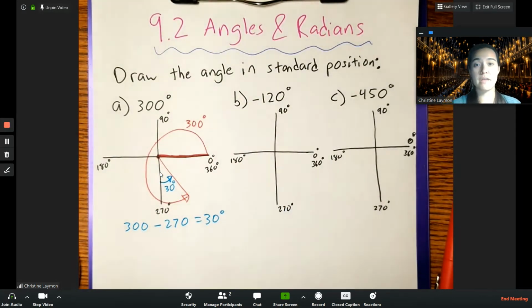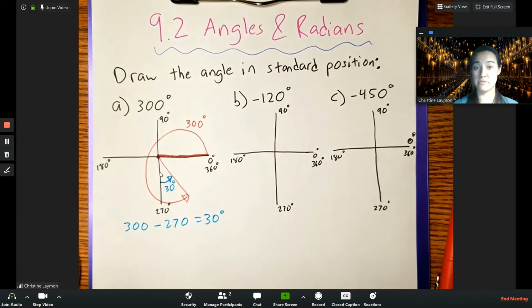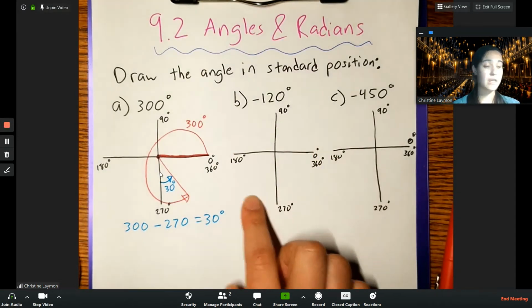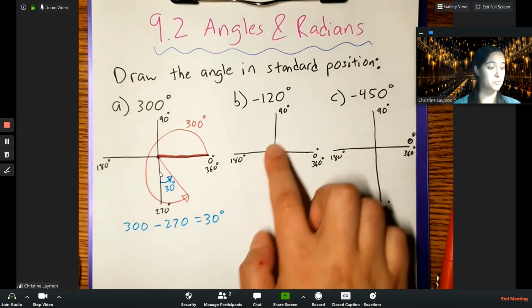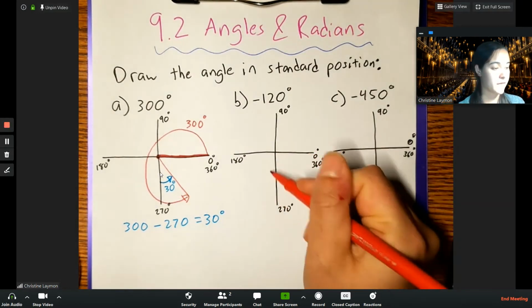In this one over here, it says we want to use negative 120. So what I have marked right now are the positive versions. All you have to think about is that each gap is 90. If I'm going to go to negative 120, I'm going to 90 and then a bit farther. I'm going to be in this one over here. So again, 90 and then a bit farther.